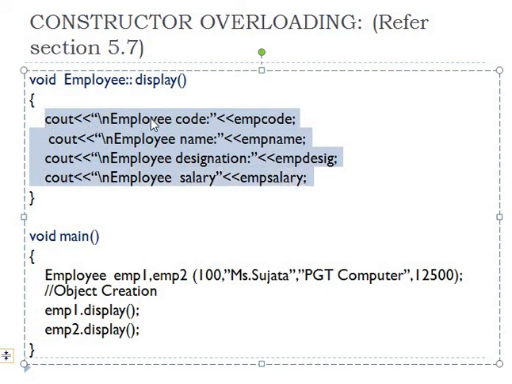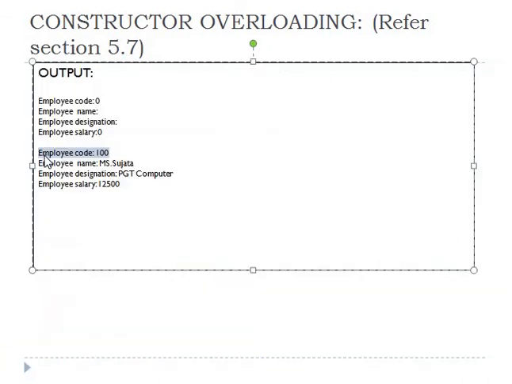The first statement displays the text employee code along with the value of the data member emp code, which is nothing but the value coming from the parameter e code, which takes the initial value 100. So 100 will be assigned into the data member emp code from the parameter e code. So employee code 100 gets displayed in the output, and that can be seen clearly here.